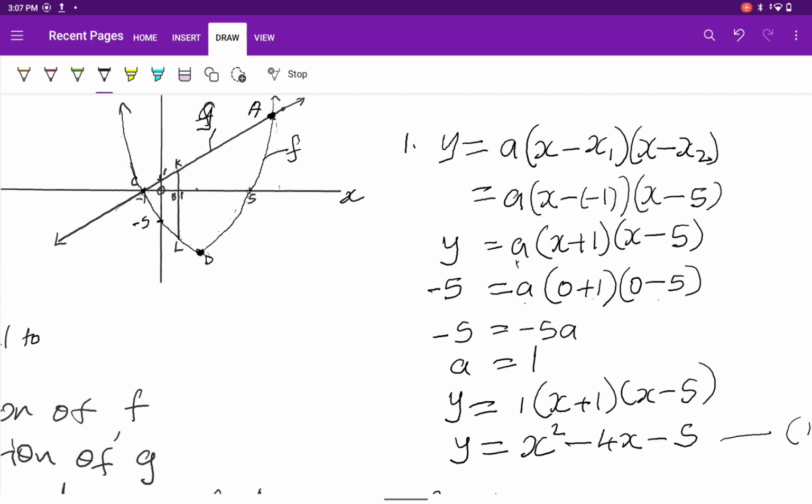So when we move from 5 upwards, they are both above, so that's where our answer is. From 5 moving from 5 to infinity, both our graphs are above, so it means our answer is here.